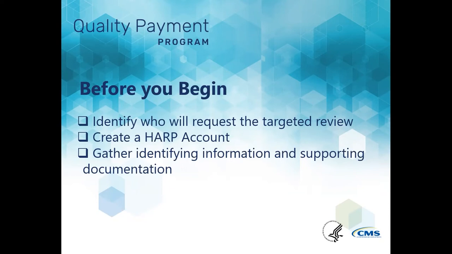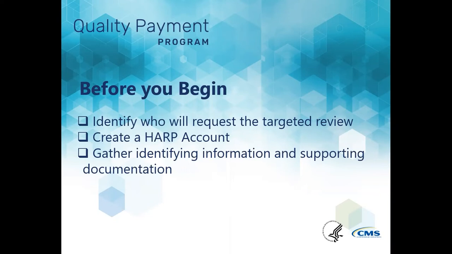Before you sign into the system, prepare yourself for the targeted review process. First, you'll need to identify who will request the targeted review. You'll be able to identify additional people to access or receive updates about the targeted review. Next, make sure to create a Harp account if you don't have one already. You don't need a specific role to submit a targeted review request.